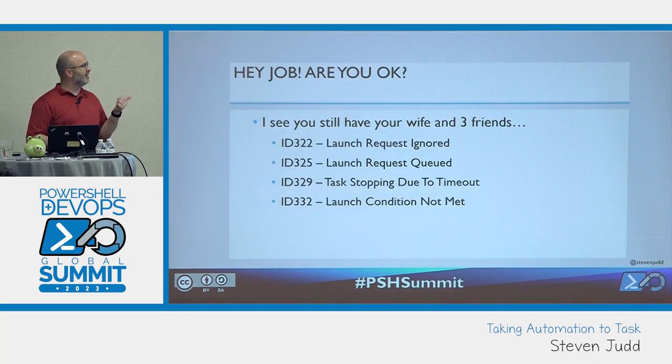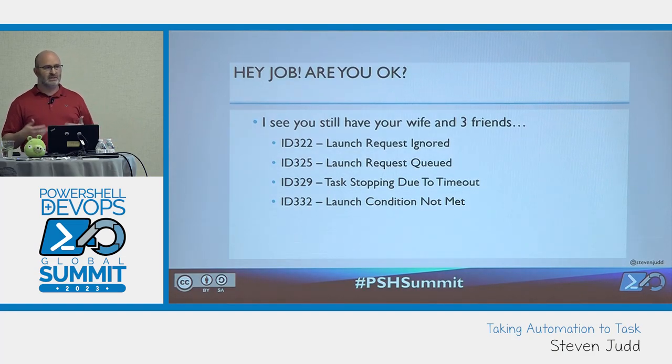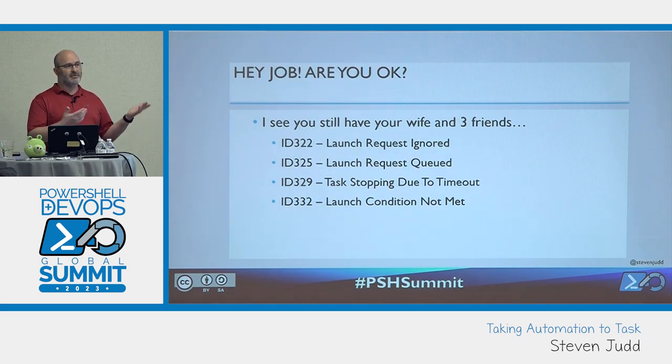So here are the wife and three friends for the jobs for when things go poorly. It's launch request ignored, launch request queued, stop task stopping due to timeout, and launch condition not met. So if you are running tasks that you need to know whether they were successfully running or not, these are the events that you need to pay attention to. And then you'll know what the status of your tasks are.